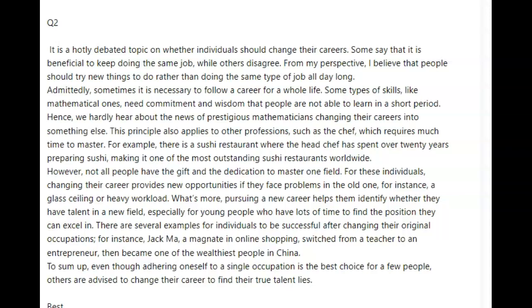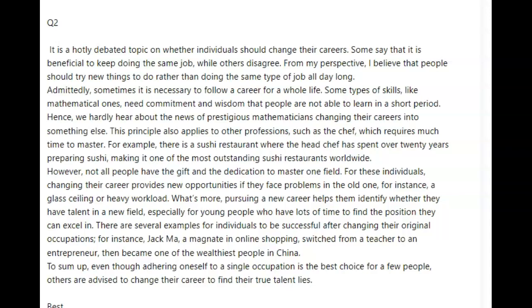For these individuals, changing their career provides new opportunities if they face problems in the old one, for instance, a glass ceiling or heavy workload. What's more, pursuing a new career helps them identify whether they have talent in a new field, especially for young people who have lots of time to find the position they can excel in. There are several examples for individuals to be successful after changing their original occupations. For instance, Jack Ma, a magnate in online shopping, switched from a teacher to an entrepreneur, then became one of the wealthiest people in China.